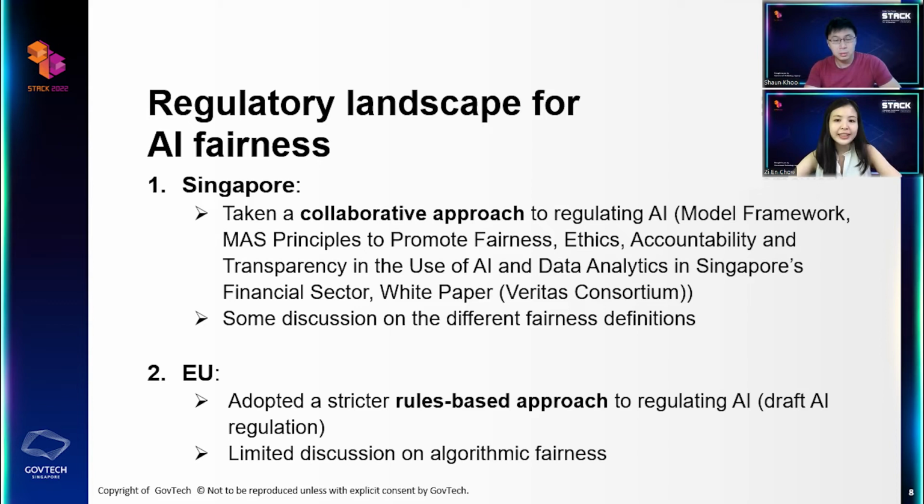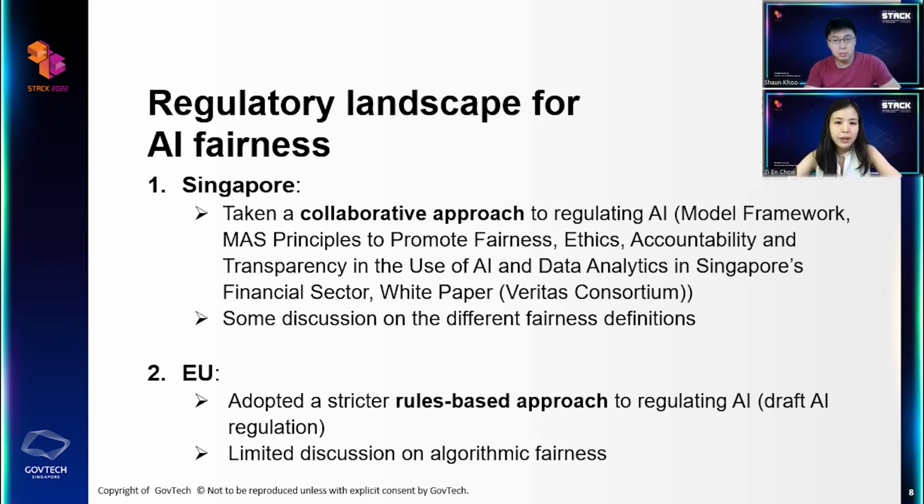Hence, the short answer is that there are no laws addressing AI fairness, but there are these non-binding guidelines and frameworks that are being put in place together by government regulatory authorities and industry players. However, there is some limited discussion on the different fairness definitions.